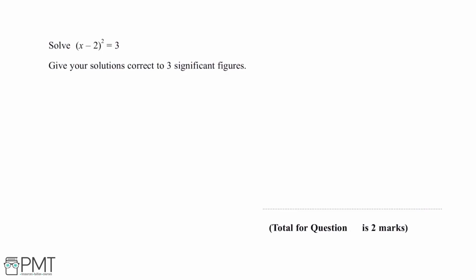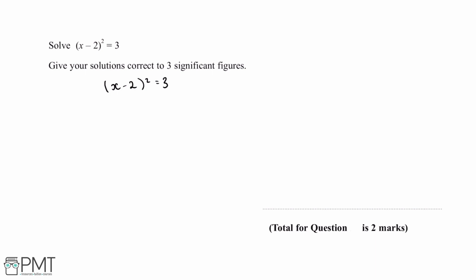Solve (x minus 2) squared equals 3. Give your solutions correct to 3 significant figures. Now there's a few different ways of doing this question. You could either expand out these brackets and then use the quadratic formula, or we can rearrange this like a normal equation, so by getting x on its own on one side.